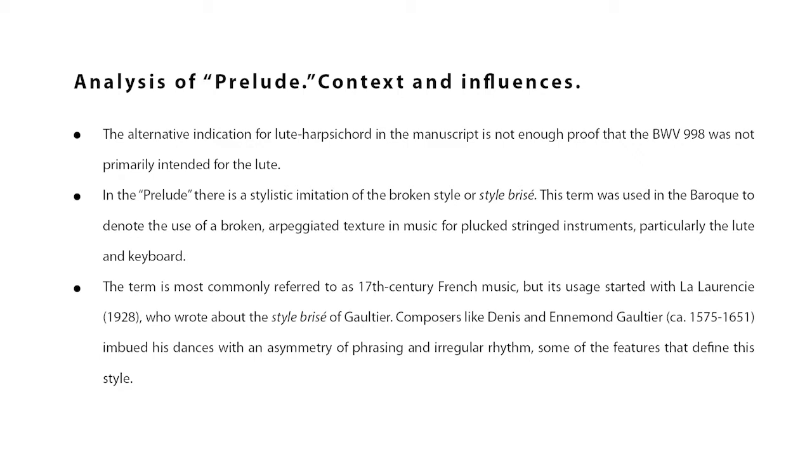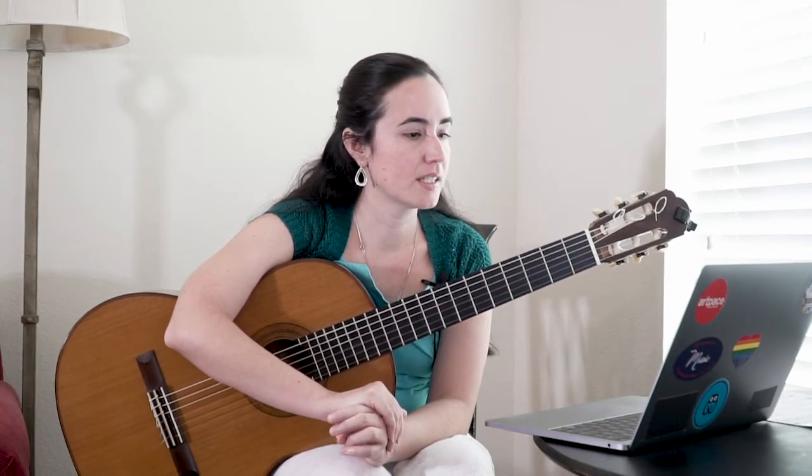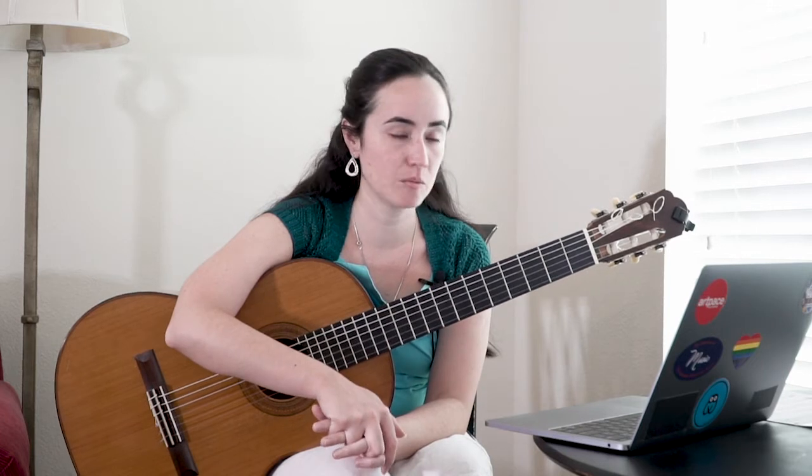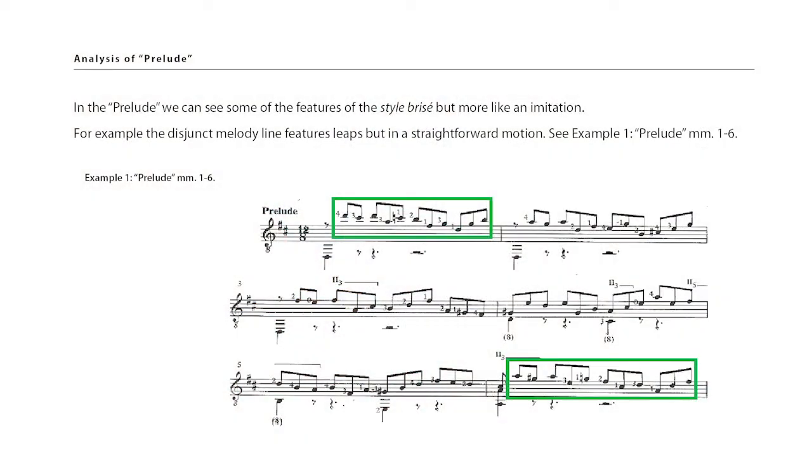The term is most commonly referred to as 17th century French music, but its usage started with La Laurencie in 1928, who wrote about the style brisé of Gaultier. Composers like Gaultier imbued their dances with an asymmetry of phrasing and irregular rhythm, some of the features that define this style. So, in the prelude, we can see some of the features of this style, but more like an imitation. For example, the disjunct melody line features leaps, but in a straightforward motion.